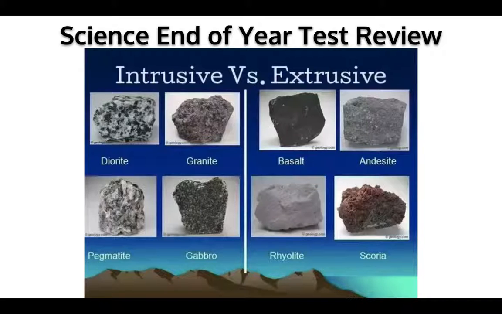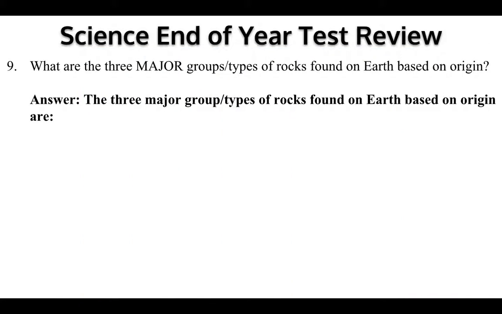So there are some examples. Diorite, granite, pegmatite, gabbro, all intrusive. Basalt, andesite, rhyolite, and scoria, all examples of extrusive. And most of these, you actually saw in the labs that we did when we were looking at rocks and minerals.